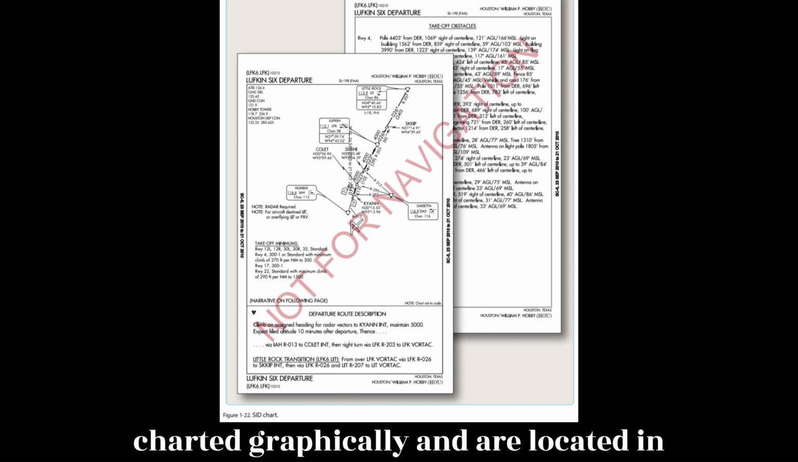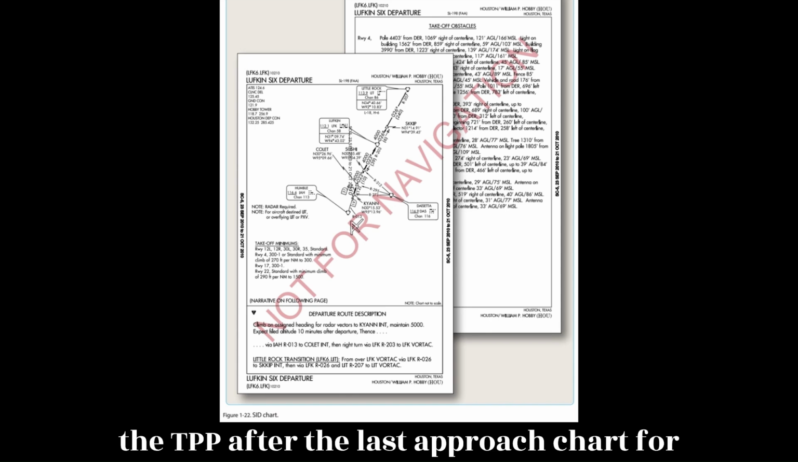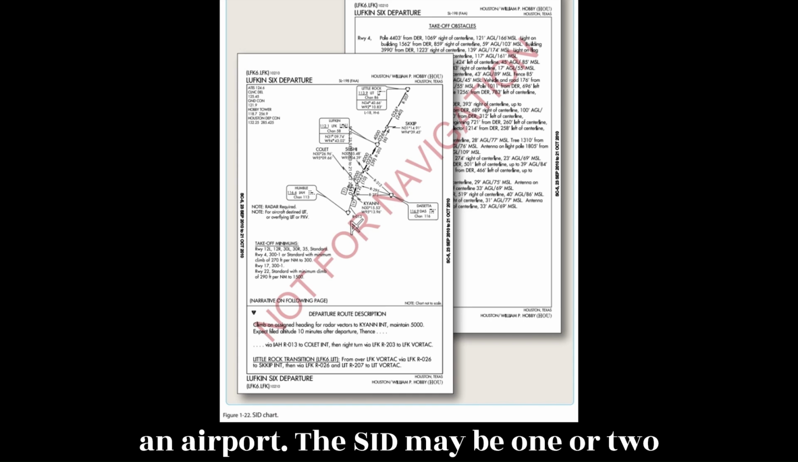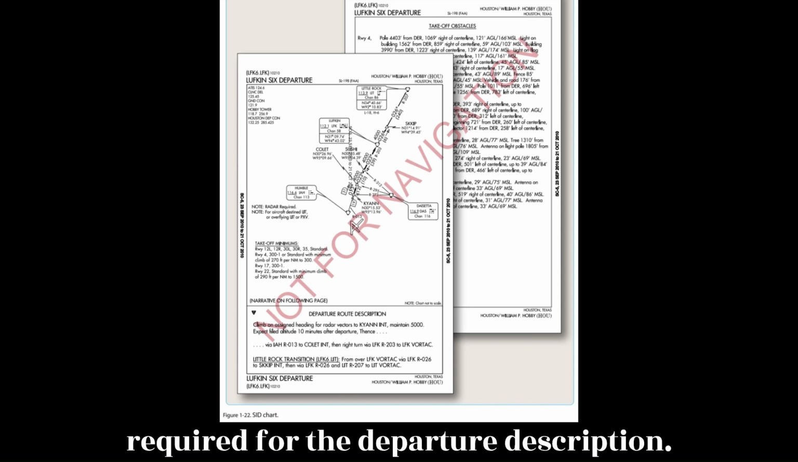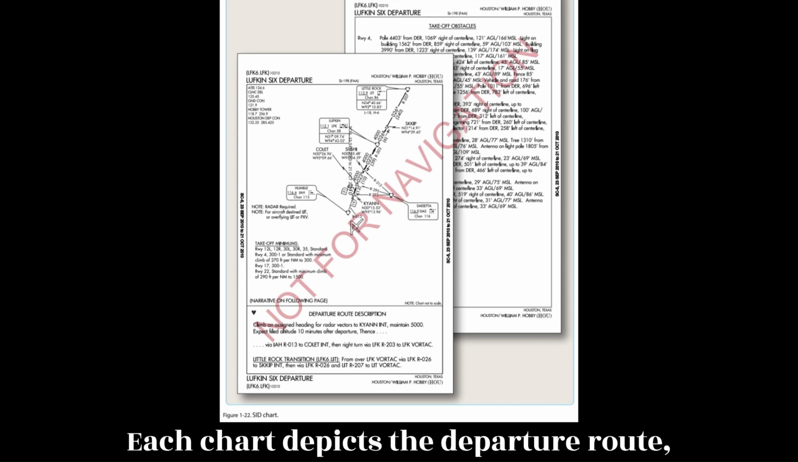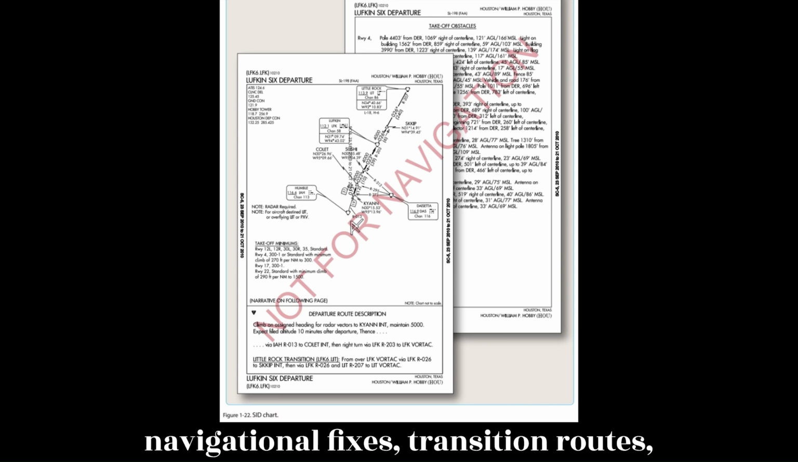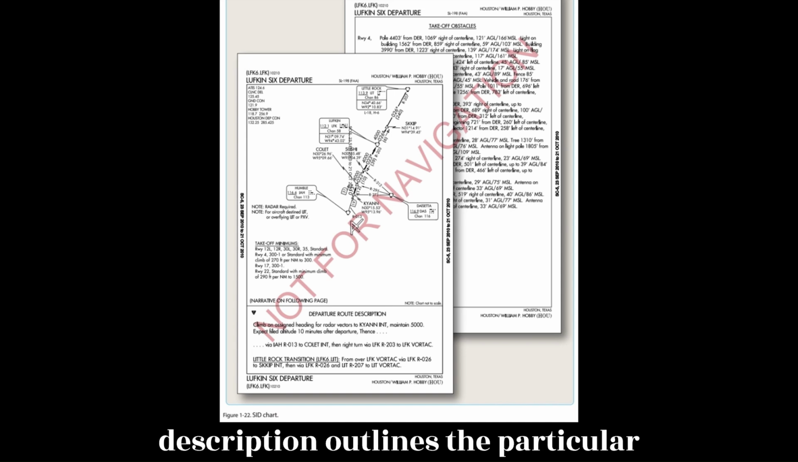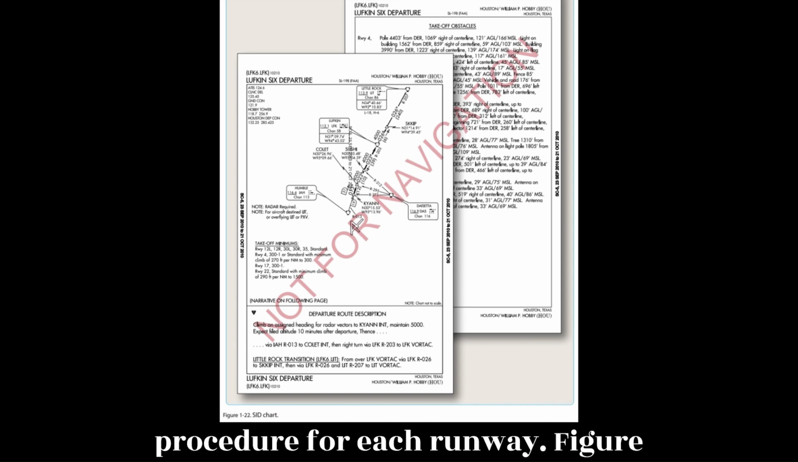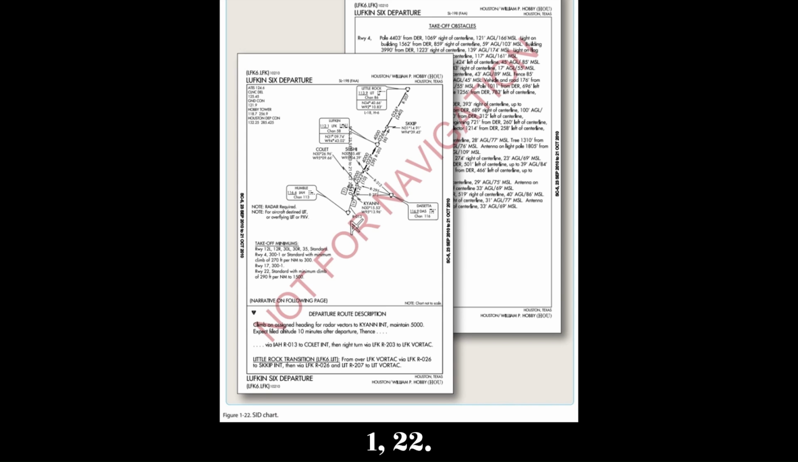SIDs are always charted graphically and are located in the TPP after the last approach chart for an airport. The SID may be 1 or 2 pages in length, depending on the size of the graphic and the amount of space required for the departure description. Each chart depicts the departure route, navigational fixes, transition routes, and required altitudes. The departure description outlines the particular procedure for each runway.